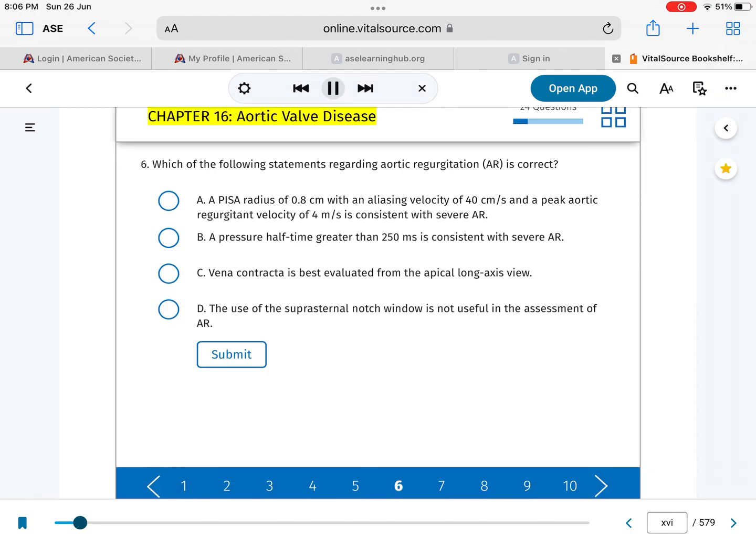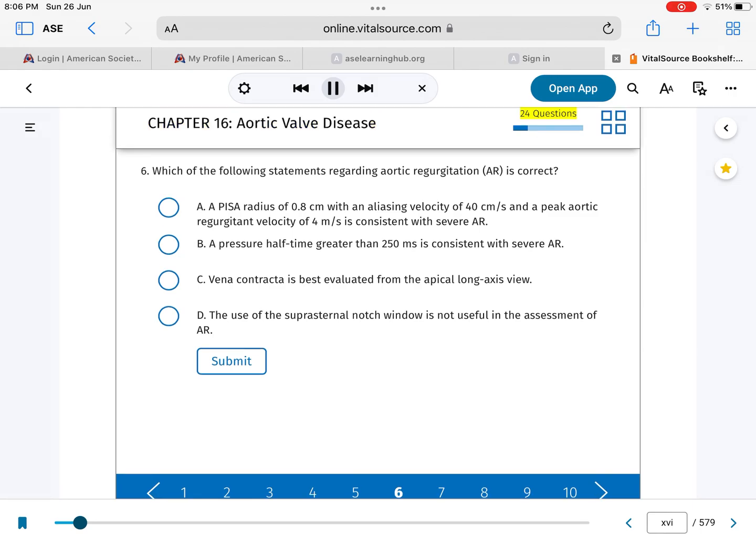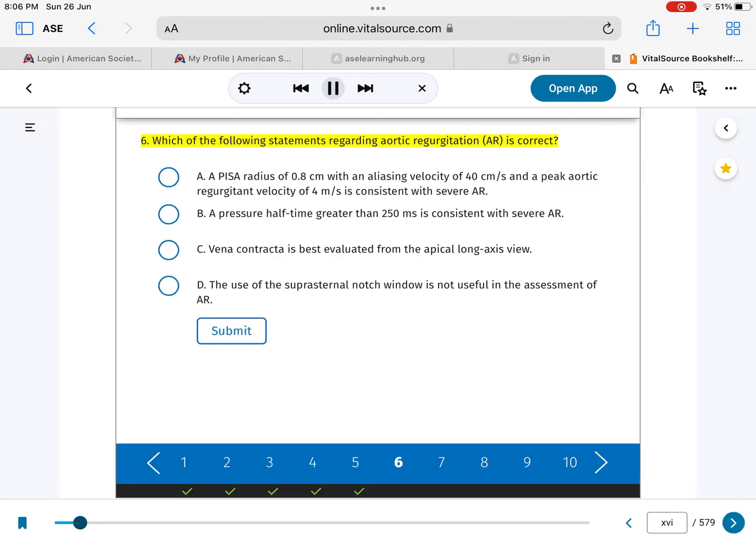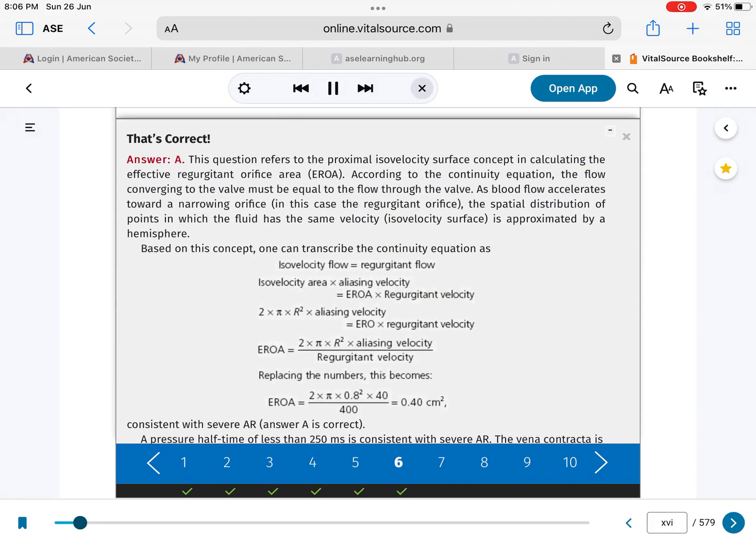Chapter 16. Aortic valve disease. 24 questions. 6. Which of the following statements regarding aortic regurgitation, AR, is correct? A. A radius of 0.8 cm with an aliasing velocity of 40 cm/s and a peak aortic regurgitant velocity of 4 m/s is consistent with severe AR. B. A pressure half-time greater than 250 milliseconds is consistent with severe AR. C. Vena contracta is best evaluated from the apical long axis view. D. The use of the suprasternal notch window is not useful in the assessment of AR.